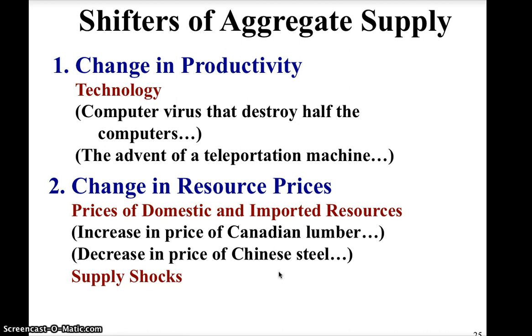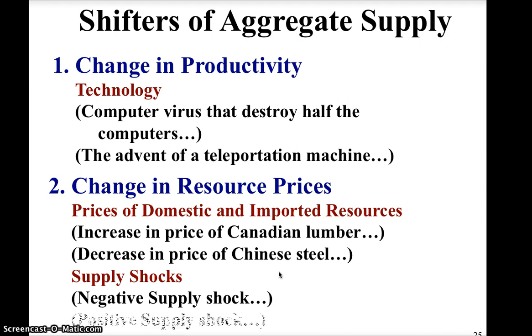This also sometimes is called a supply shock. There's a negative supply shock. Let's say, for example, an oil embargo where the gas prices in the United States increase dramatically. But there can also be positive supply shocks. What could be a positive supply shock? If some fundamental energy decreases massively in price, that would be a positive supply shock.